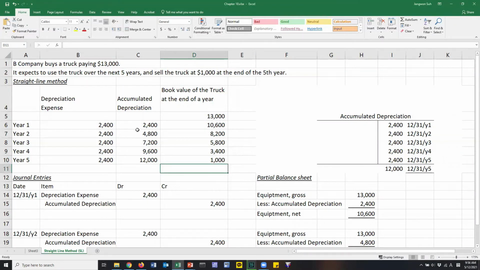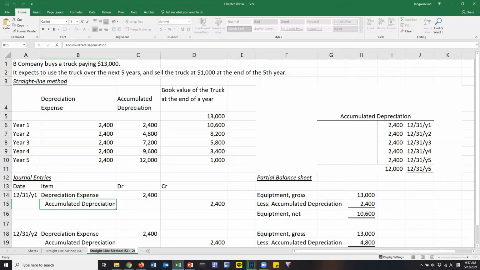Okay, let's study the double declining balance method using the same example. To make it, let's copy and paste. What you need to do is press the Control key and then drag and drop. Then you can copy the same spreadsheet here, and let's title it double declining balance.